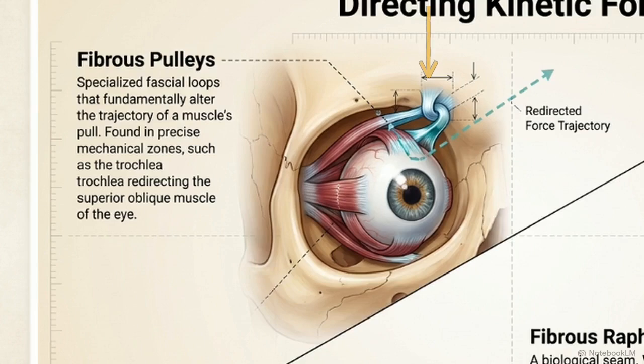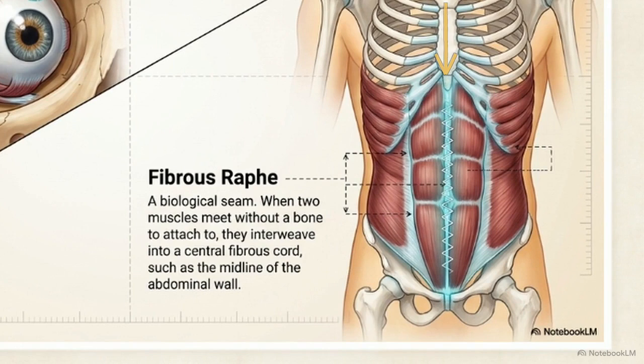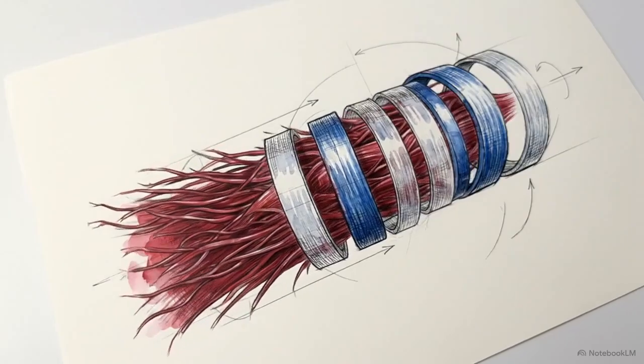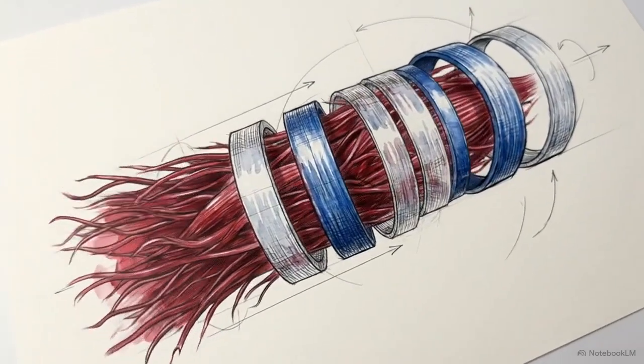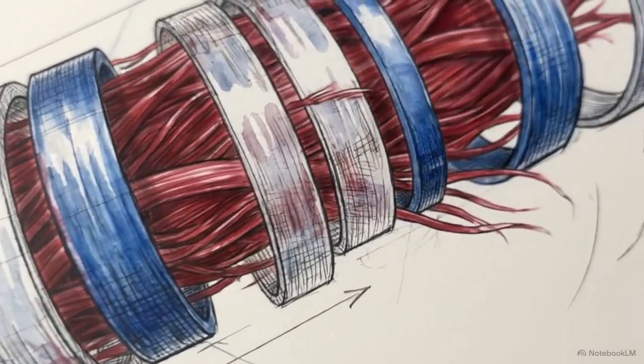A fibrous raphe serves as a biological seam, where muscles interweave into a central fascial cord when no bone is available for attachment. Deep fascia also creates smooth sheets around overlapping muscles to eliminate internal friction. Without these specialized tension bands, anchors, and pulleys, muscular contraction would tear the body apart rather than generate directed movement.